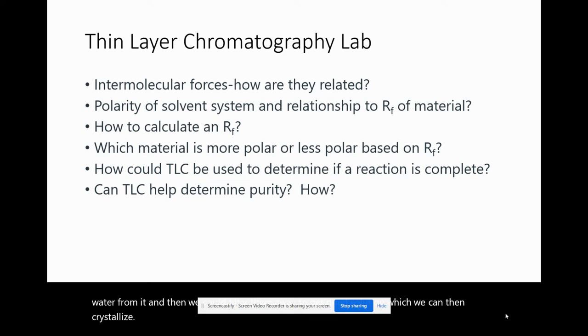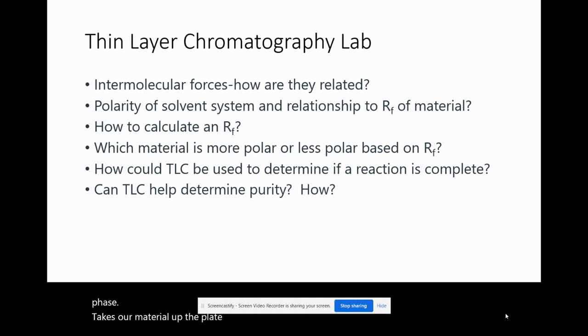All right, thin layer chromatography. You should understand how intermolecular forces are related to thin layer chromatography. There's an attraction between the silica, and the mobile phase takes our material up the plate.